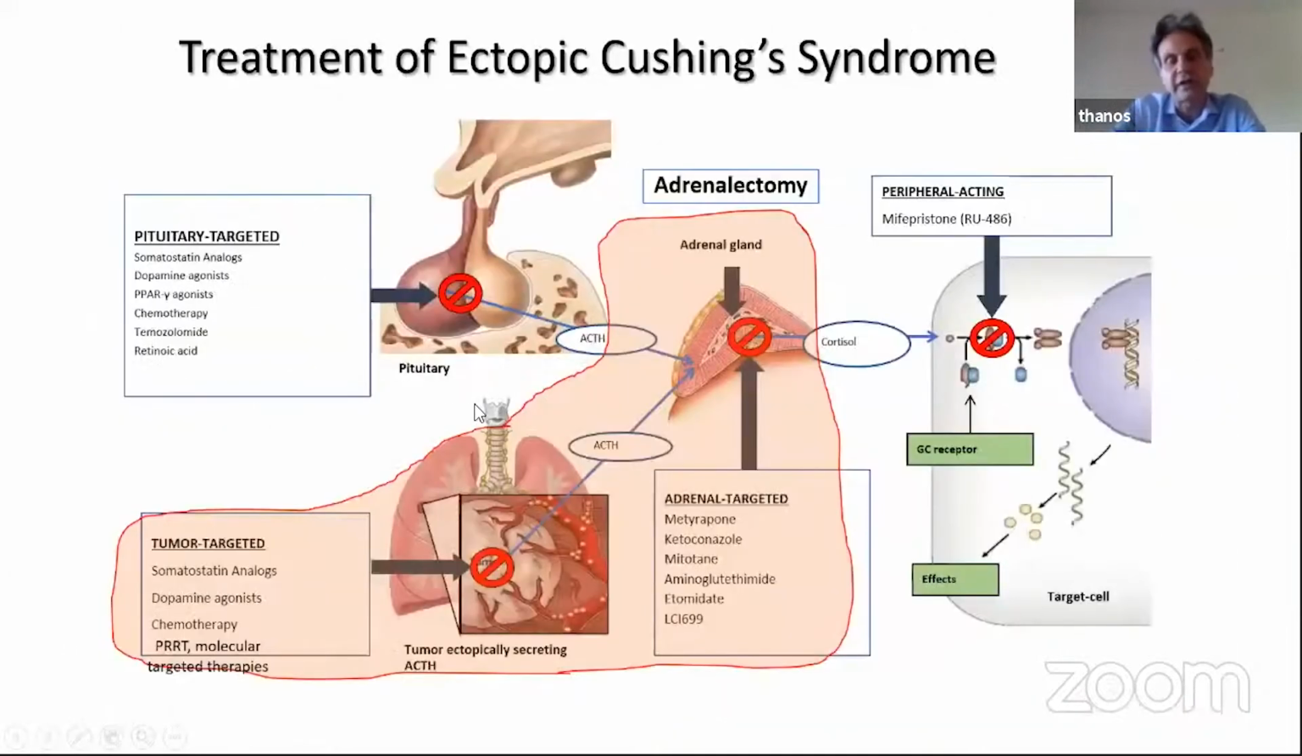And the rationale of treating these patients is to try to reduce the tumor bulk, and this is not possible most of the time. Then we try and give them adrenolytic medication to reduce the cortisol secretion, or to act against the action of cortisol at the glucocorticoid receptor. But a lot of patients may end up having adrenalectomy.